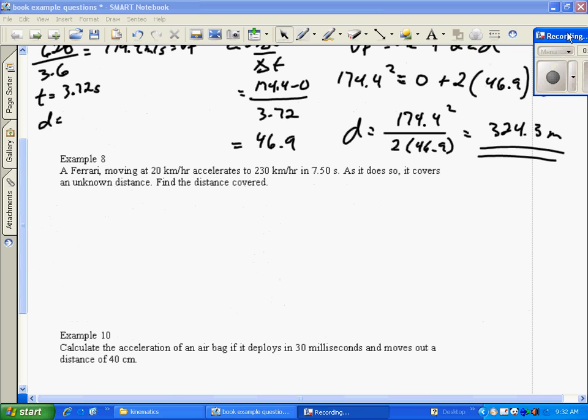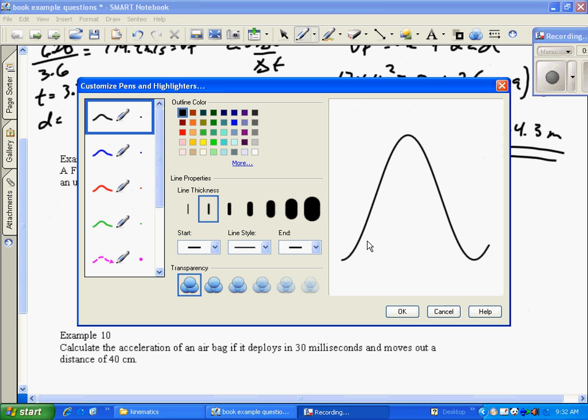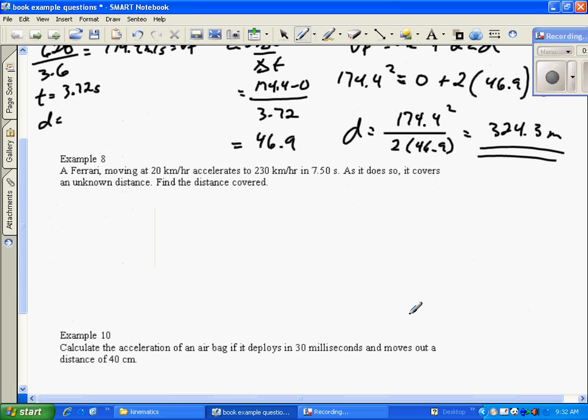Number 8 says, a Ferrari moving at 20 kilometers an hour accelerates to 230 kilometers an hour in 7.5 seconds. As it does so, it covers an unknown distance. Find the distance covered. So similar type of thing. Okay, so the first step is, again, you're going to have to convert those, right? The initial velocity of 20, divide that by 3.6. You get 5.6. Do the same thing with the final velocity.